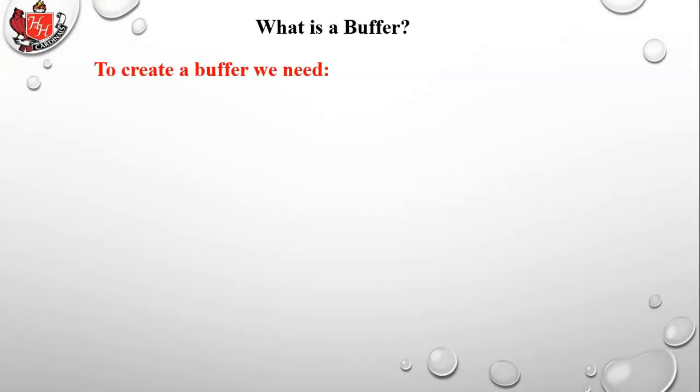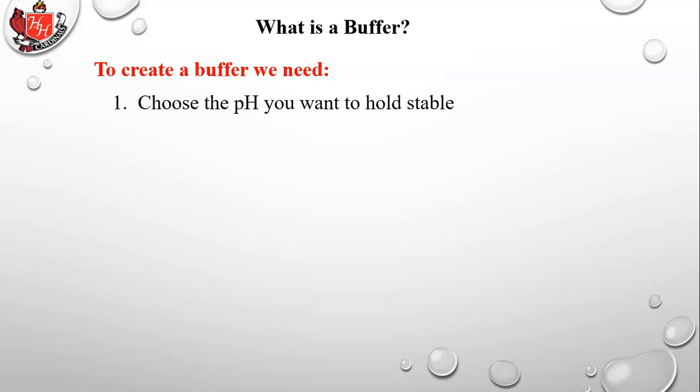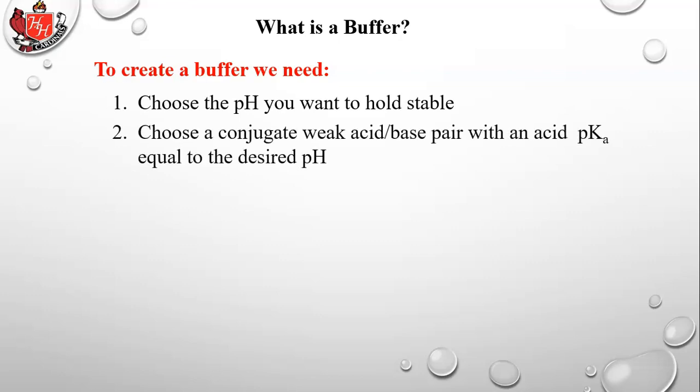So to create a buffer, we need to choose the pH you want to hold stable, and choose a conjugate weak acid-base pair with an acid pKa equal to the desired pH. We're going to talk about that in a later lesson.